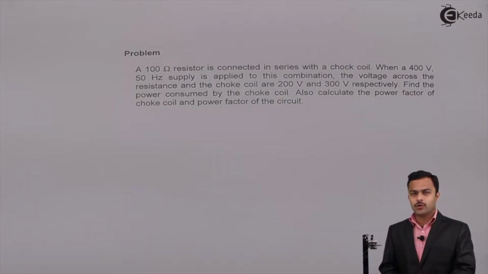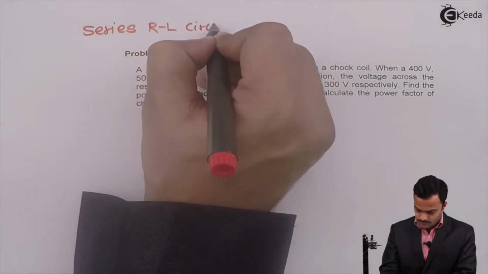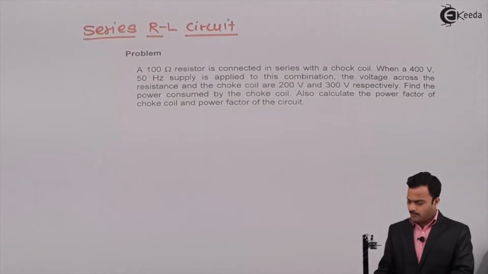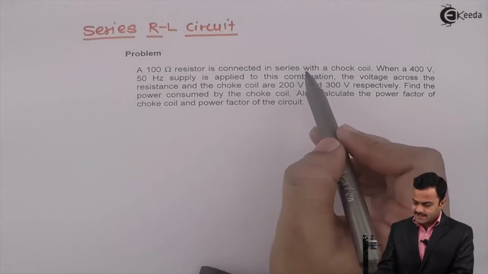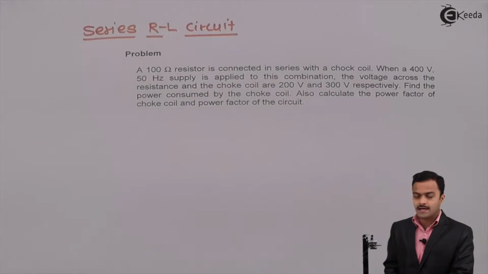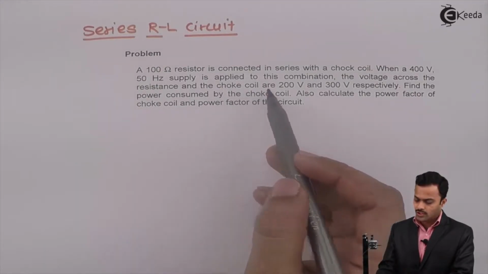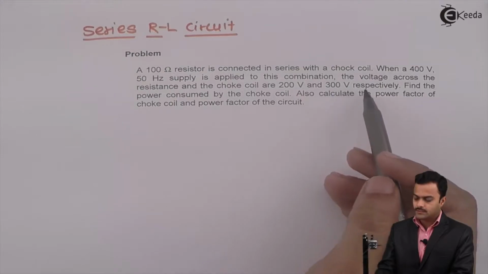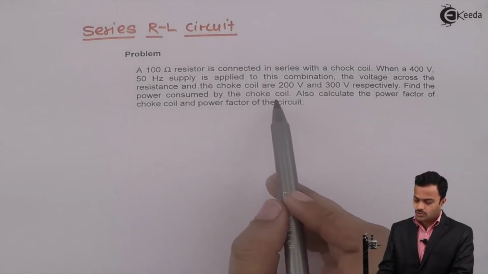In this video, we are going to solve a problem based on series RL circuit. The problem given is like this. A 100 ohm resistor is connected in series with a choke coil. When a 400 volt 50 hertz supply is applied to this combination, the voltage across resistance and the choke coil are 200 volt and 300 volt respectively. Find the power consumed by the choke coil.